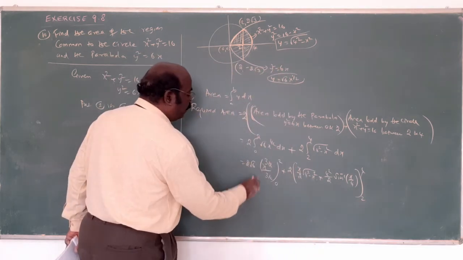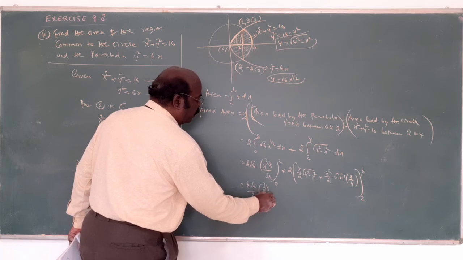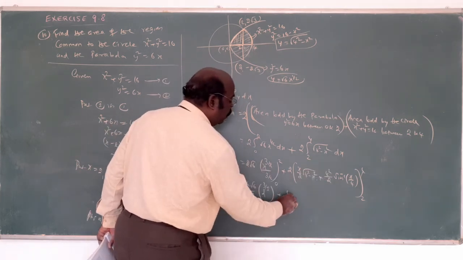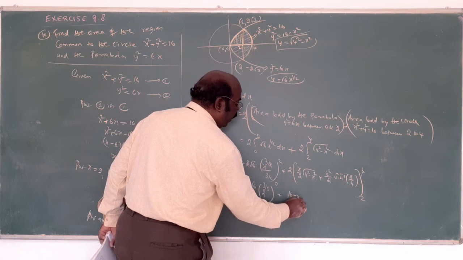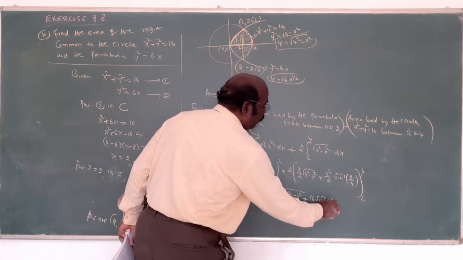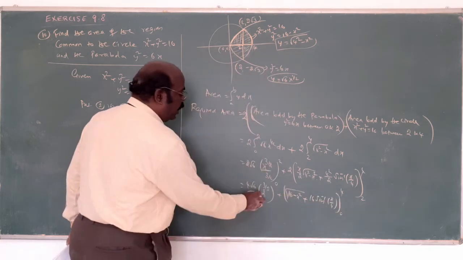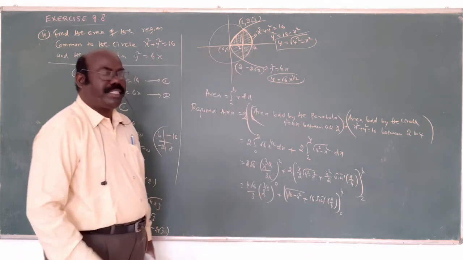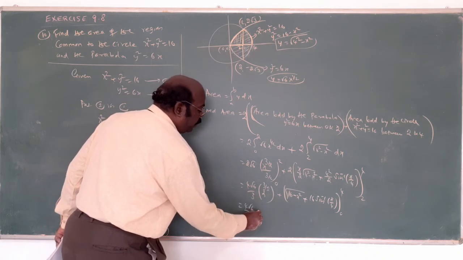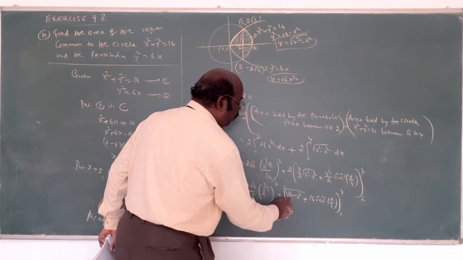Now once again, multiply 4 root 6 by 3. Upper limit is what? 2 power 3 by 2 minus 0. Multiply 2, the 2 will be cancelled. 16 minus x squared, 2 cancelled. 16 sin inverse of x by 4. Am I right? Now only substitute the limits. 2 power 3 by 2 means 2 into root 2. Am I right?